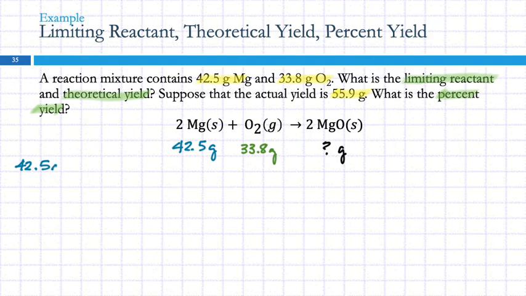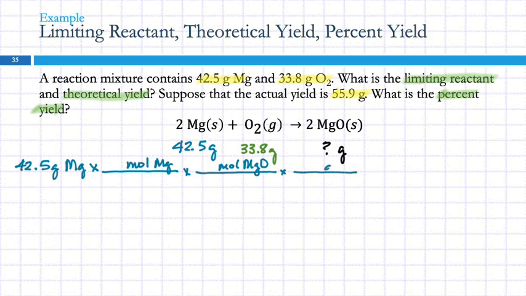So 42.5 grams of magnesium. Grams of that to moles of that. Grams to moles, moles of the thing we're trying to find, to grams of the thing we're trying to find. This is probably the most important kind of calculation in Chem 1A. Mass to mass stoichiometry, grams to moles to grams. So we need to get good at this particular calculation.